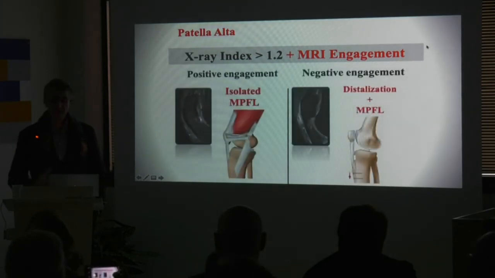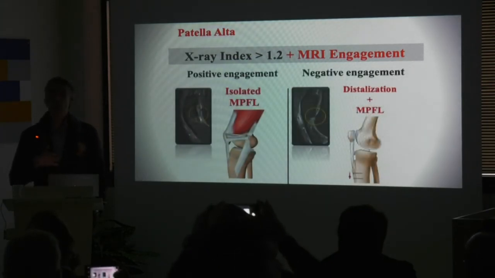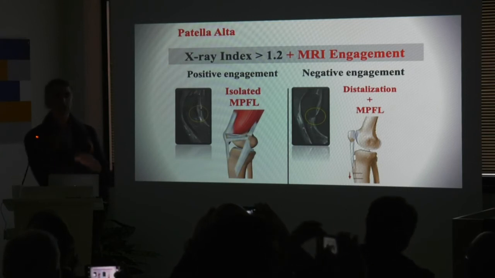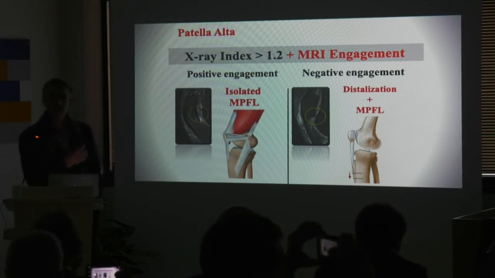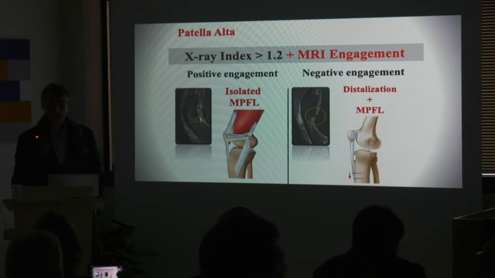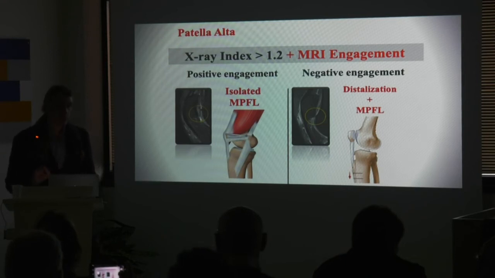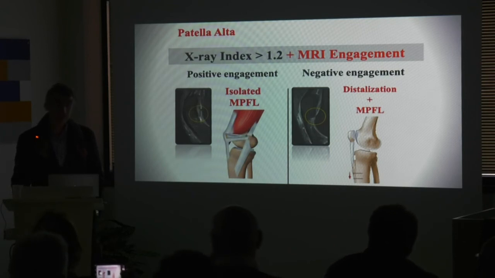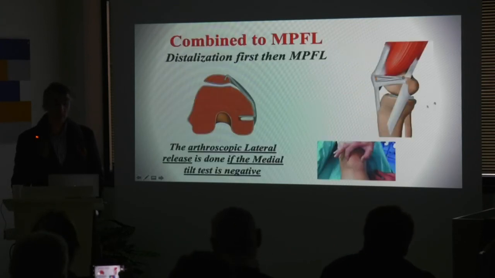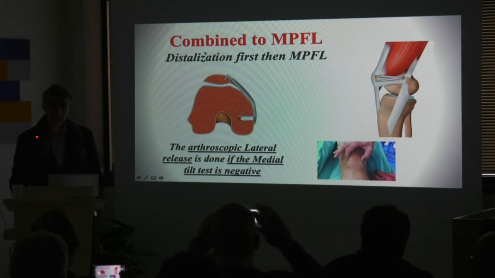So this is for me very important, because a lot of people are doing only isolated MPFL. They don't care, they do MPFL. It's so smart, small surgery, small scars. But frankly, if you have no engagement of your patella in the trochlea, just add a mild distalization, just 5 millimeters, and you will improve the results enormously, and your patient would be very, very happy about that. So it is always combined to an MPFL reconstruction.